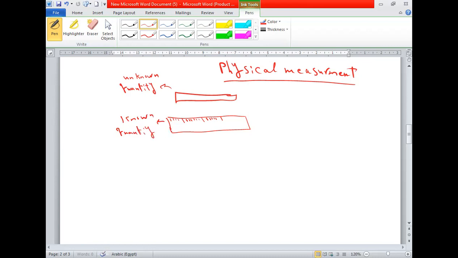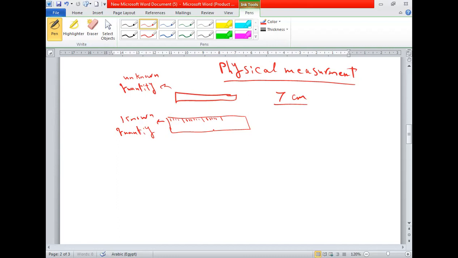So what can I do if I want to measure this pencil? All I need to do is to put this pencil inside the ruler and take the measure. For example, if the ruler measures 7 centimeters, so in this example, we compare between an unknown quantity with a known quantity.